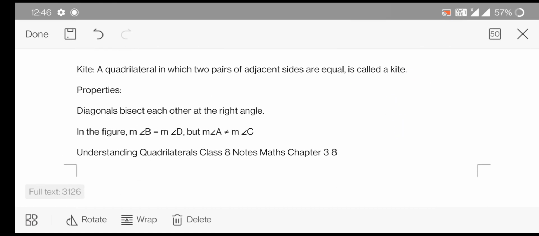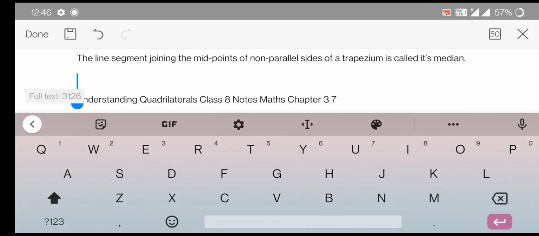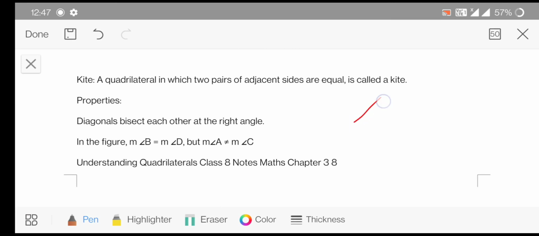And the last shape is the kite. From the name itself, the shape will look somewhat like a kite. Okay, kite. A quadrilateral in which two pairs of adjacent sides are equal. Two pairs of adjacent means next to each other, means these two sides will be equal and these two sides will be equal. If this one is 5 then this will be 5, and if this one is 7 then this will be 7.